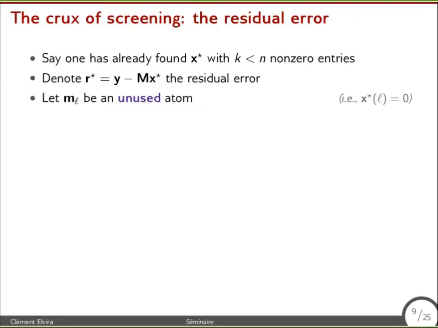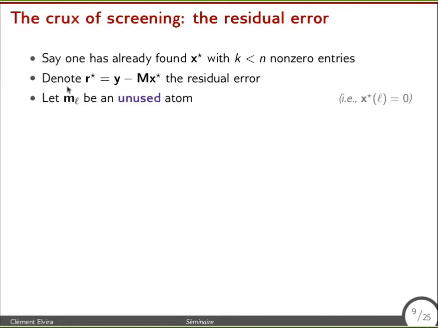Okay. So to understand what will be the crux of our screening test, I want you to consider the following ideal situation where we have already found X star. I say that is ideal because when you have already found X star, you know where the zeros are. But let's forget about it. And let us also assume that the solution X star is K sparse. So obviously K is smaller than N.